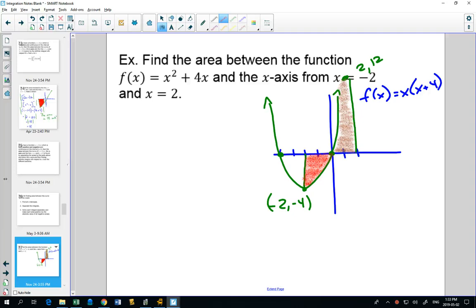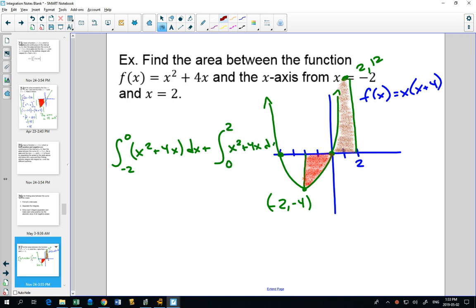So when we're figuring out the integral, if I did the integral from negative 2 to positive 2, the positive and negative parts would cancel each other out. So if I want to find the actual area, adding the red part and the brown part together, I'm going to need to separate it. I know I have that x-intercept at 0, so I'm going to find one integral from negative 2 to 0 of x squared plus 4x dx, and then add the integral from 0 to 2 of x squared plus 4x dx.